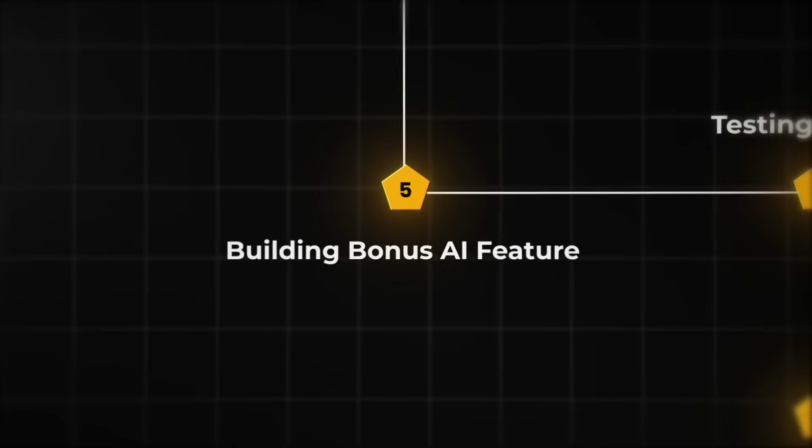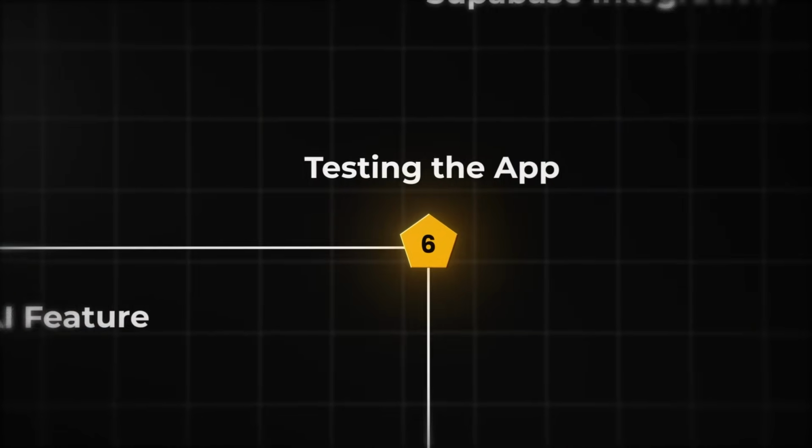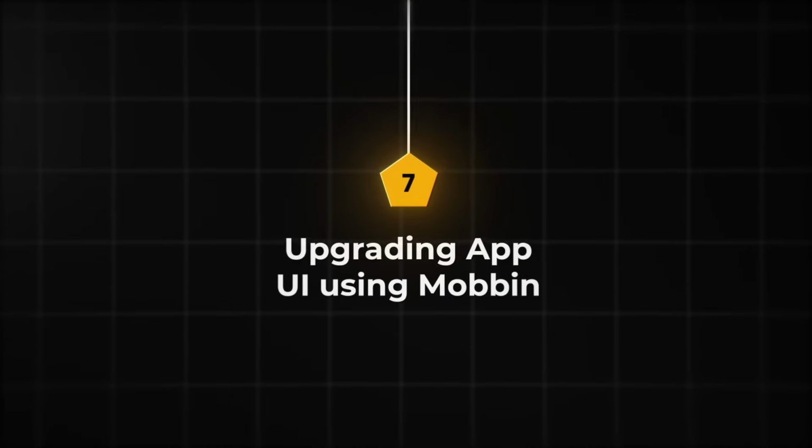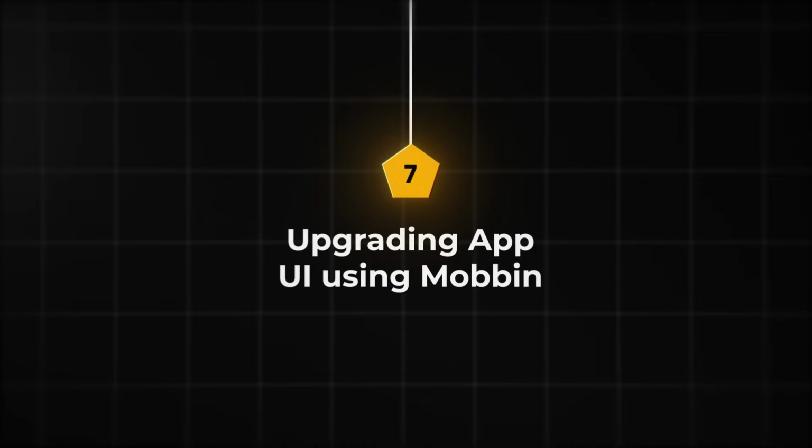And then we're building out the bonus AI feature using DeepSeek's API. And then I will test out the entire app on my phone using Expo Go. And finally, I will upgrade the app's design using Mobbin.